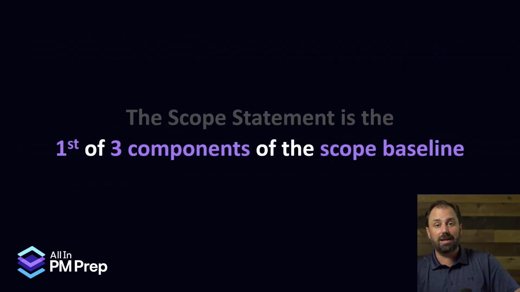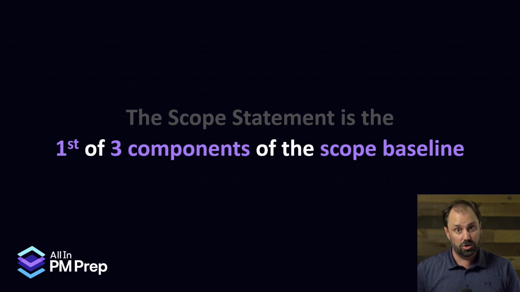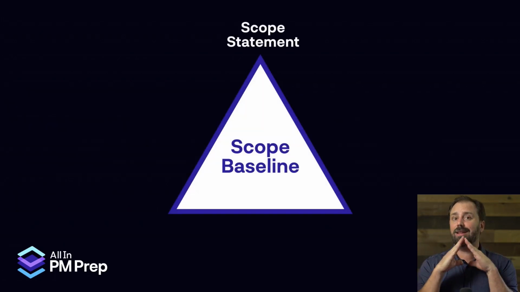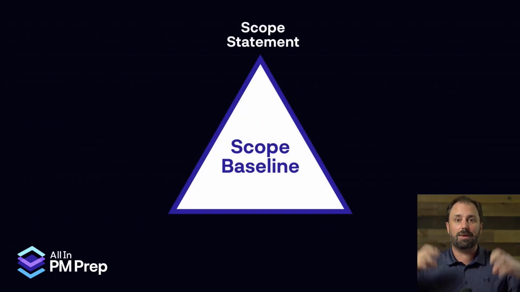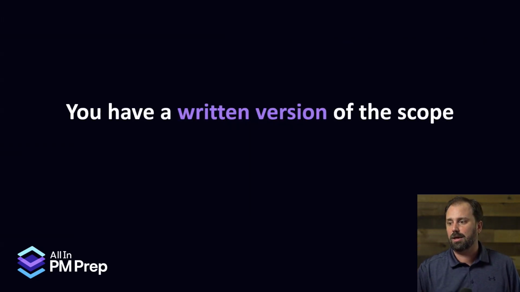Now the scope statement is the first of 3 components within your scope baseline. So there's 3 components. Let's visualize. Right at the top of that scope baseline, we got the scope statement. That's the first thing we did. We put it on paper. This is what we're doing, everybody. So we have the written version, scope statement.